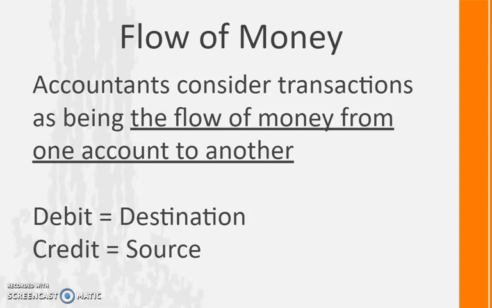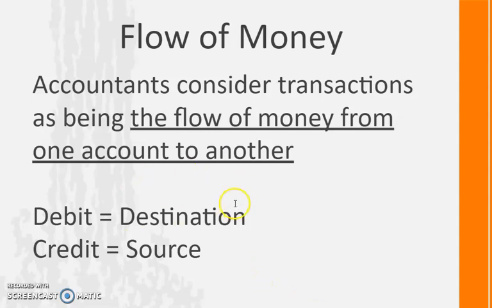One way that I've heard it before, and I kind of like this idea, is that when an accountant records a transaction, they are basically recording the flow of money in the business. And money has to go somewhere, and it has to have started somewhere. So accountants consider transactions as being the flow of money from one account to another.